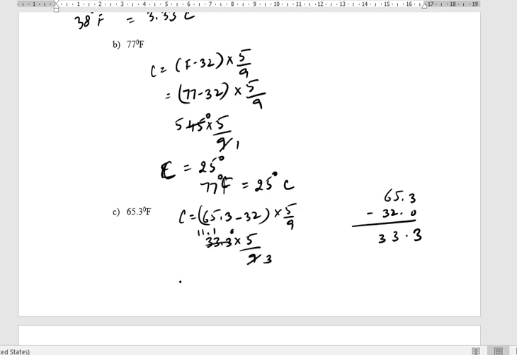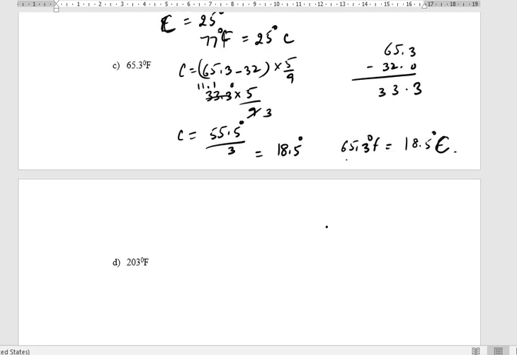This is degree. Cut 3 3s are, and it will become 11.1. So when you will multiply this, C will become 55.5 upon 3, and if you will further divide, it will become 18.5 degree. So we can write that 65.3 degree Fahrenheit equals to 18.5 degree Celsius. This is Fahrenheit, we have converted into Celsius.